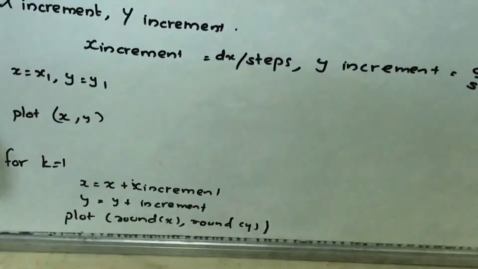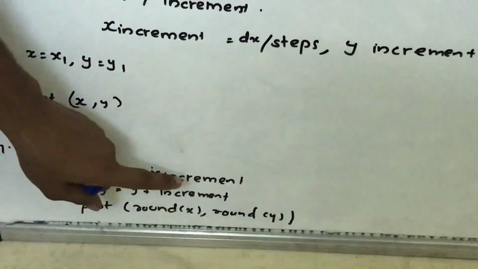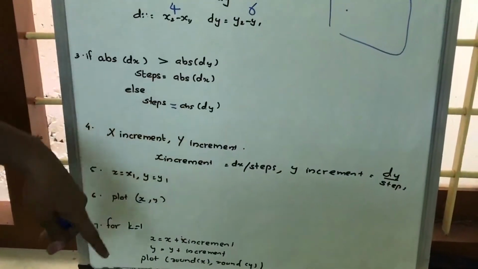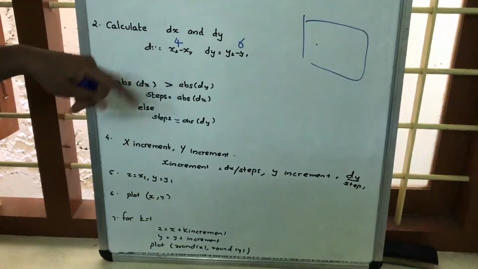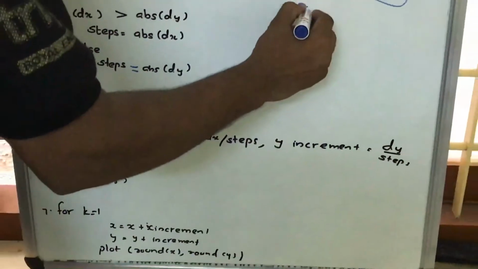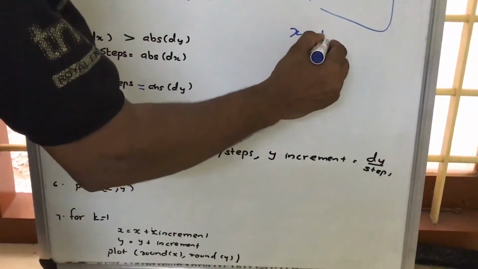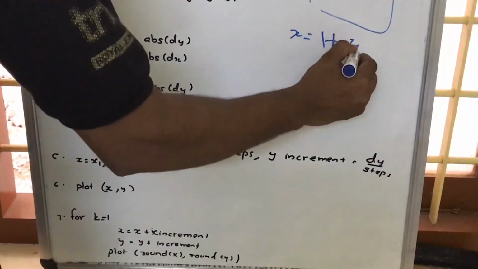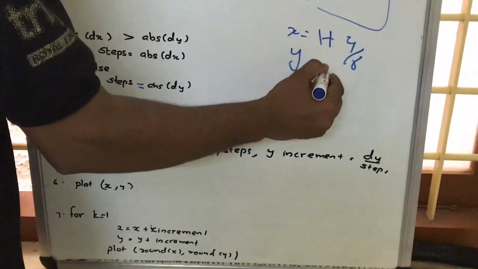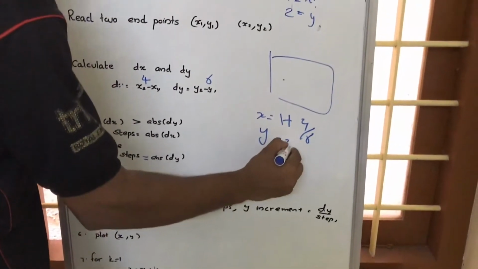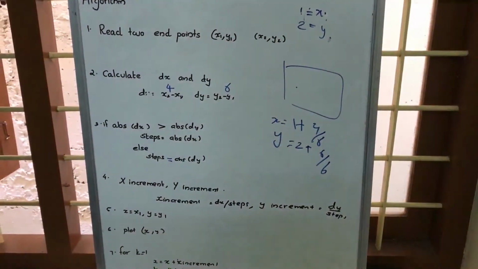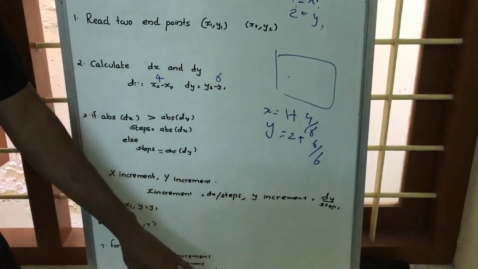Now x is equal to x plus x increment. The x increment here is 4 by 6. So our new x will be the previous x, that is 1, plus the increment 4 by 6. Similarly, the new y will be the previous y, which was 2, plus the y increment 6 by 6, that is 1. Now we will get a new set of x and y.